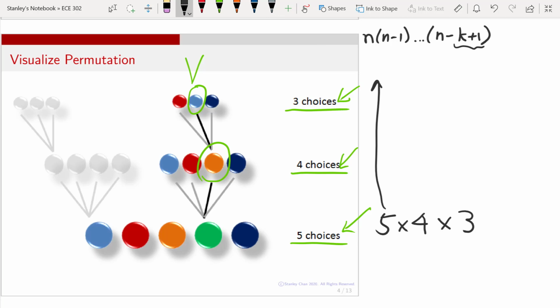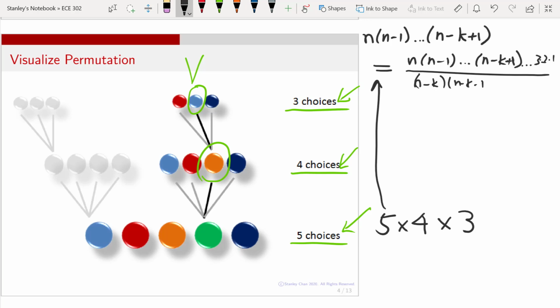So this is the actual quantity that you want. But this can also be expressed as n times n minus 1 times dot dot dot times n minus k plus 1 times dot dot dot times 3, 2, 1, divided by anything that you don't want. So that would become n minus k times n minus k minus 1 dot dot dot and 3 and 2 and 1. Okay, and so this is what.